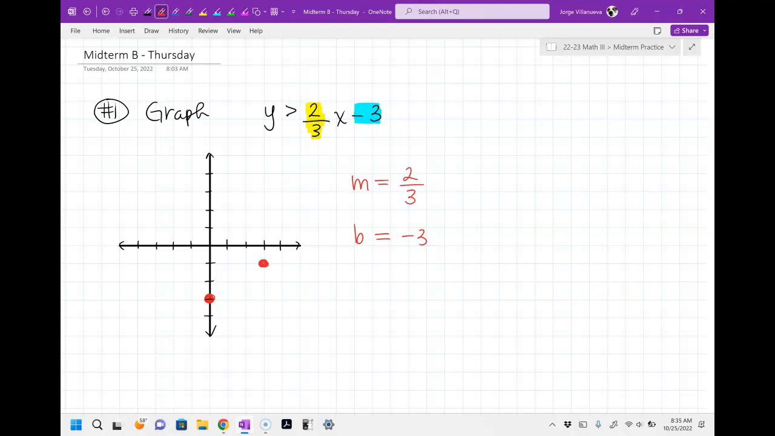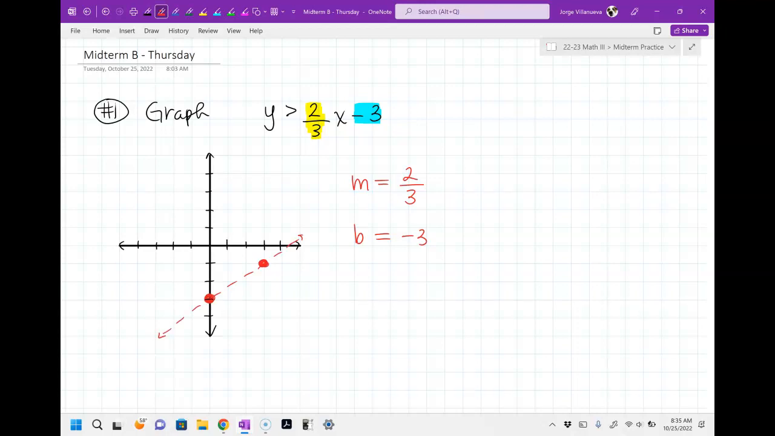Once you do that, you have to ask yourself, since this is an inequality, not an equation, is this line supposed to be solid or dashed? Since it says greater than, what is it? Is it a solid or a dashed line? Dashed. This is dashed. If you don't remember that, that's a little note you should write on your piece of paper so that you don't mess it up on test day.